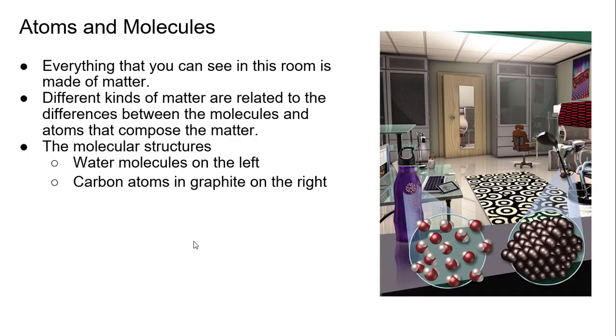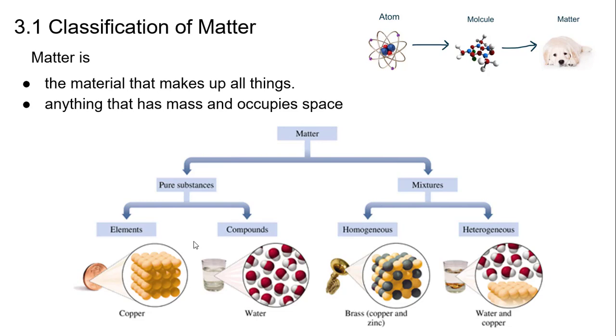Okay, so atoms and molecules. Everything that we come into contact with is made up of atoms and molecules, and we're going to start looking at that. We look at it as matter. It's a really cute picture: atoms, molecules, goes eventually to matter, which is a cute little puppy. Matter is made of material that makes up all things. Anything that has mass and occupies space is considered matter.